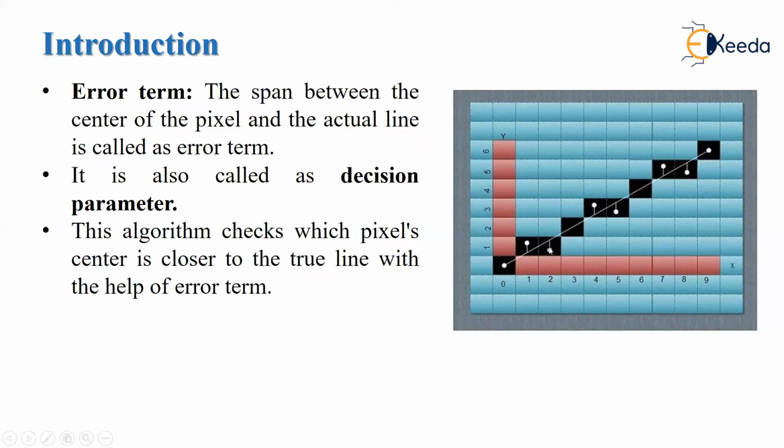Now what is the error term? It is the distance between the center of the pixel and the actual line. Whichever point is nearer, we have to consider to draw the line. That's why we can get a quite accurate line compared to the DDA. So this algorithm checks which pixel's center is closer to the true line, and it will consider the coordinates of that pixel with the help of the error term.